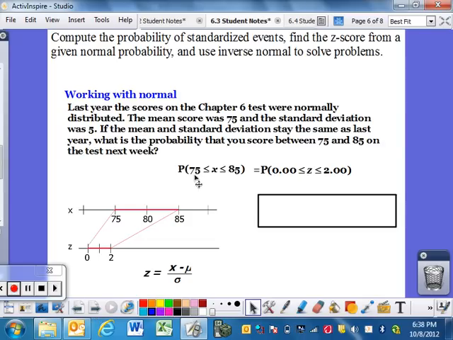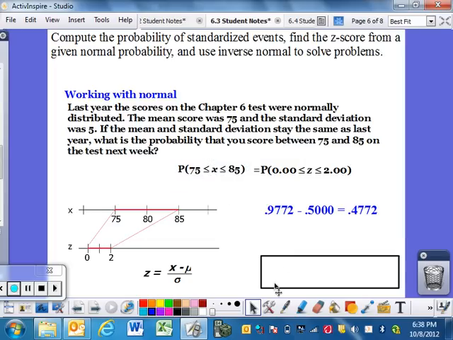This is just like we did before, kind of like yesterday. That's between 0 and 2 standard deviations each way, correct? Because I know that my standard deviation is 5, so 1 standard deviation would be 80, 2 standard deviations would be 85. If I calculate it out, if you get 2, it's 97.7. Subtract 50%, and you get a 47.72% chance of you testing in that range. So that's working with your normal distribution, giving you the raw scores and then you finding a probability.